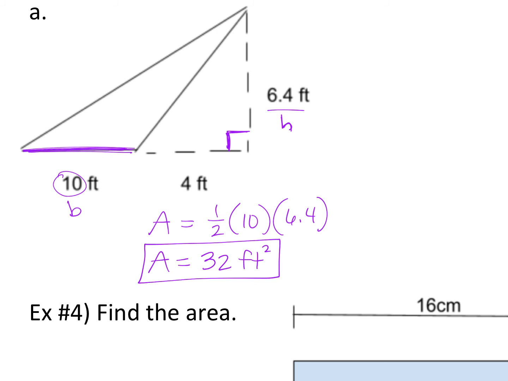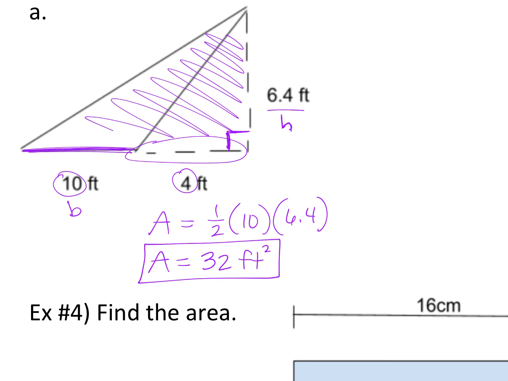32 square feet. How come you didn't combine 10 and 4? A base has to be the length of a side, just like with the parallelogram. This dotted line implies that it's not part of the triangle, right? If you did 10 and 4, you'd be finding this triangle. We're looking for just the solid triangle, this one. Okay?